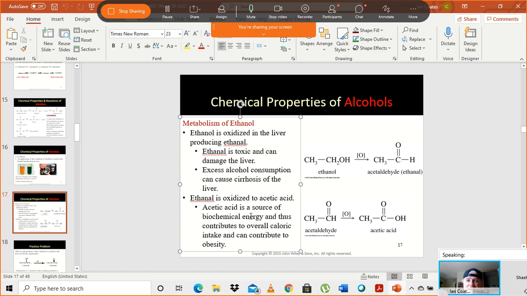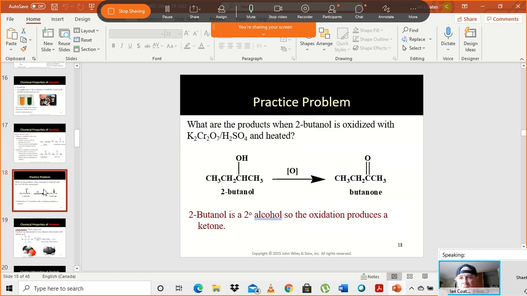Acetic acid is a source of biochemical energy and thus contributes to overall caloric intake. Lots of calories in here. That's why consuming alcohol is basically consuming table sugar. Same thing with Coca-Cola. There's not a gram of fat in a can of Coca-Cola. But if you drank 20 cans of it a day, that's huge amounts of sugar, which your body will change into glycogen, and you put on some weight.